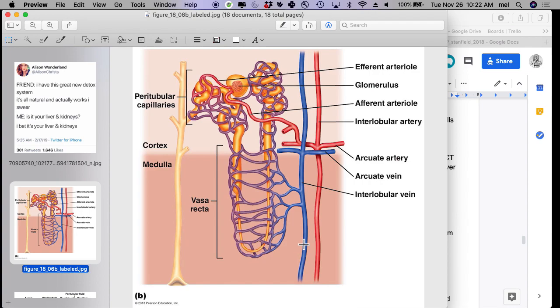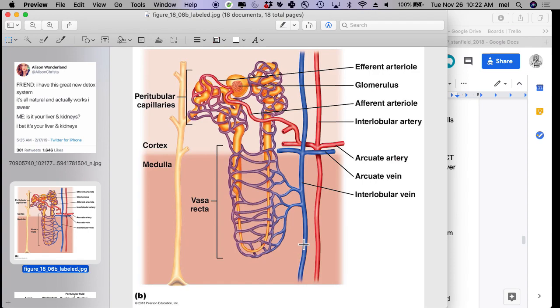Counter current multiplier, because they're running two opposite directions. So we're about to see an animation for it. But if one of the tubes pumps solutes out and then the other tube is porous, then what's going to happen with the other tube is it's going to suck water out via osmosis, right? And the longer they are, the better that is.